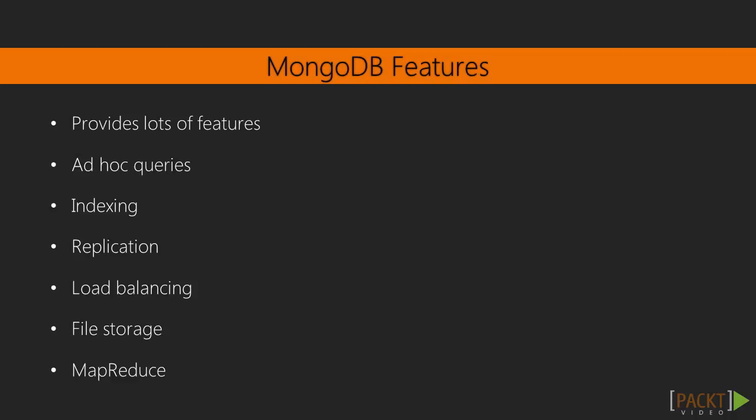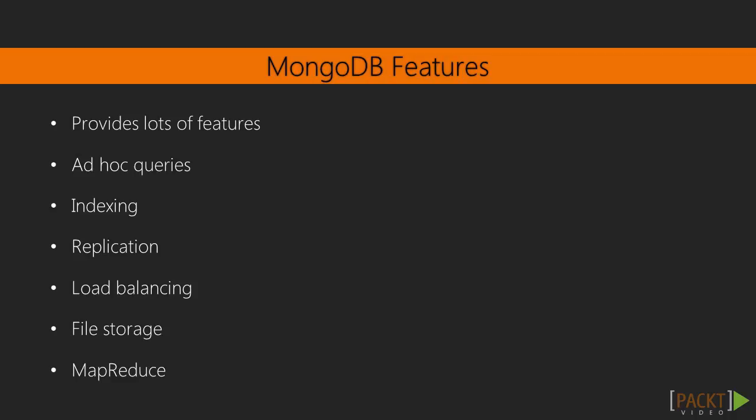MongoDB provides a lot of features for which you might want to choose it as your database. It has ad hoc queries that allow searching by field, range, or regular expressions. It has indexing that allows us to index our data for faster lookup. Replication allows for high availability and eventually consistent data. Load balancing allows easy horizontal scaling using sharding and adding new machines on the fly.